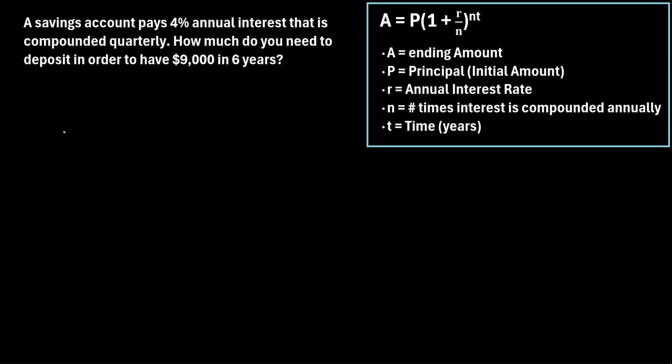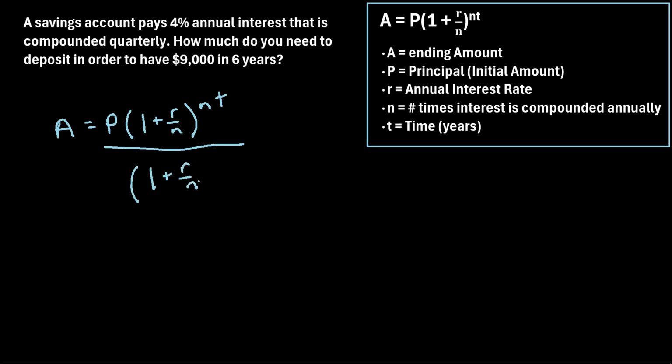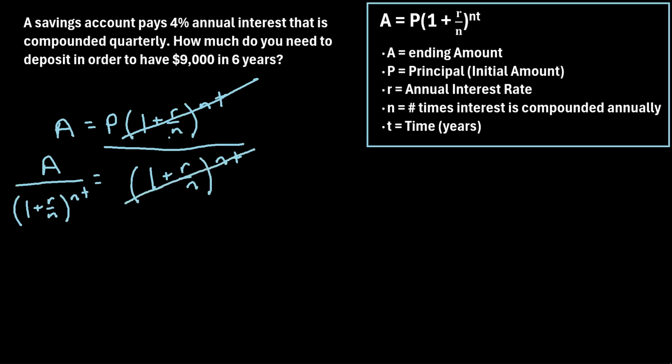So if we want to solve for P, the principal, if we want to get P all by itself, we could divide both sides by (1 plus R over N) to the power of N times T. And we can do the same thing on this side. Now we'll notice that on the right-hand side, this whole expression cancels out with this whole expression. So P, the principal, is going to be equal to this formula right here. So this is the formula we can use to figure out P. So now we can just fill in all of the values that we know for this right-hand side, and we'll be able to solve for the principal.